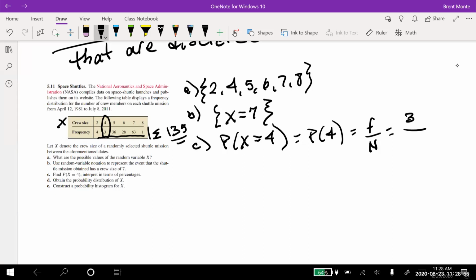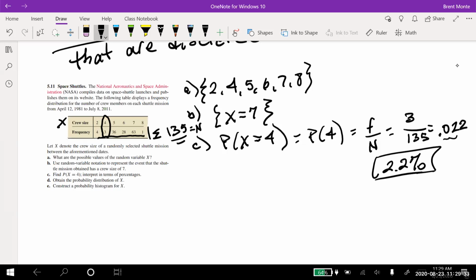So the sum's 135. That's going to be my n. We'll just put it here so it doesn't get too far into anything else. So this is 3 out of 135 missions had a crew size of 4. If I do that, I'm going to get an answer of 0.02 repeating. So we'll go to 3 decimal places, 0.022. As a percentage, remember, just move the decimal 2 places. So about 2.2% of the missions had a crew size of 4. All right, so that's what that means.